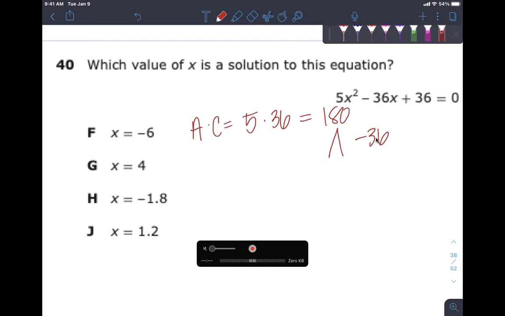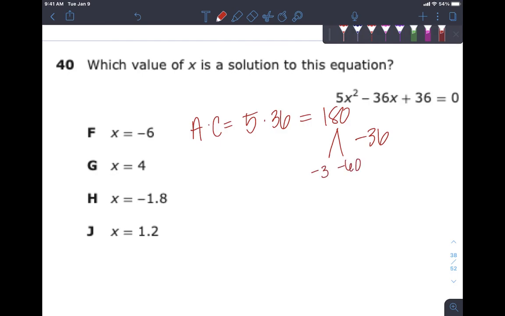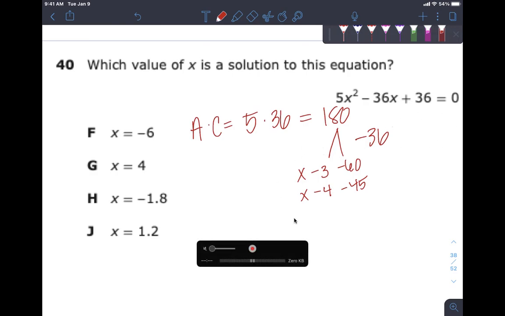So I have to ask myself, what numbers do I think this could be? Well, I'm not really sure, so I'll just try something random. Negative 30, negative 60. No. Okay. No. I'm kind of stumped as to what to do with this.